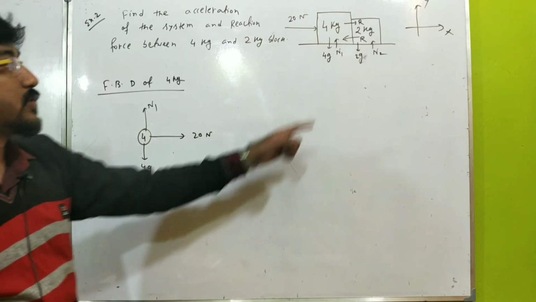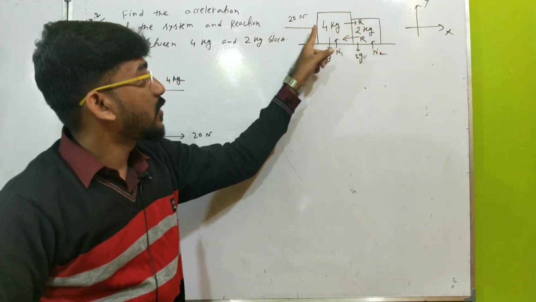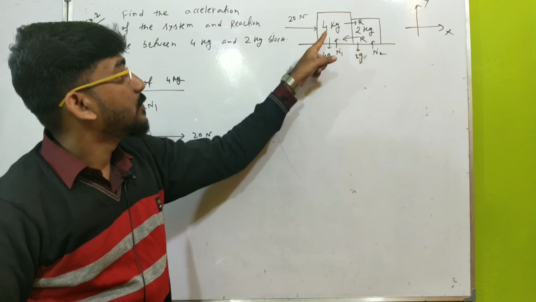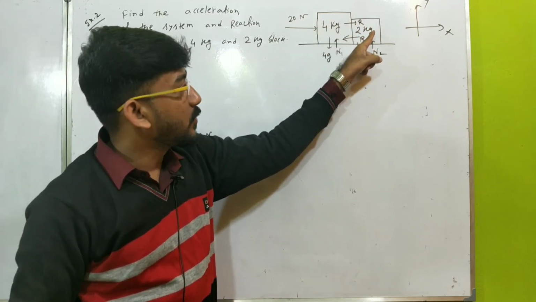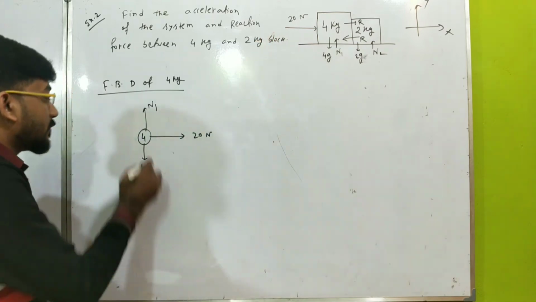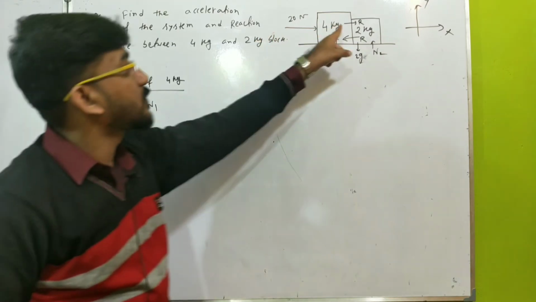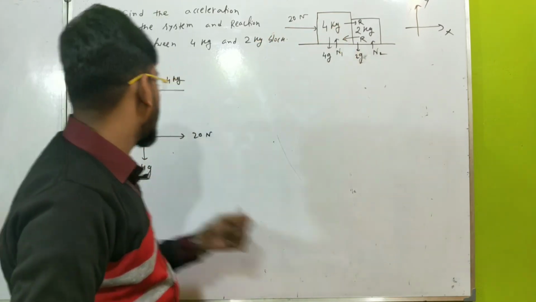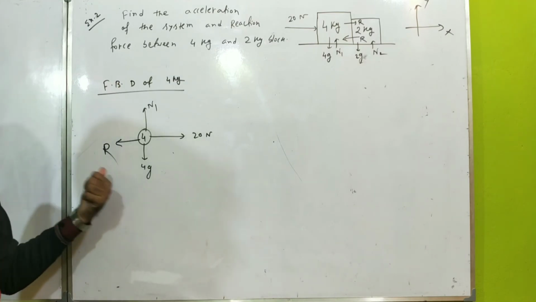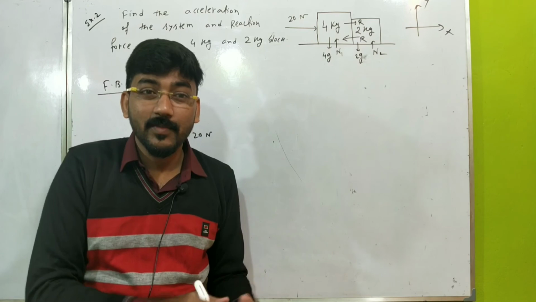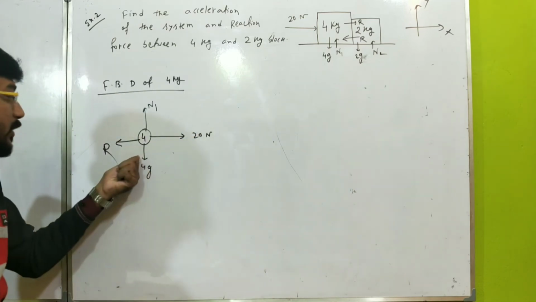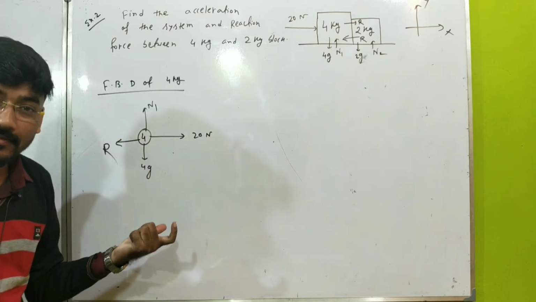And another force that is also in the horizontal direction, but in the opposite direction, is due to the reaction force. The 4 kg block will give a force to the 2 kg block. So the 2 kg block reacts with the same force, that is R, but in the opposite direction, and that force will act on the 4 kg block. So we have to draw the reaction force on the 4 kg block, because the forces that are felt by the block are the only forces we have to draw in the free body diagram.